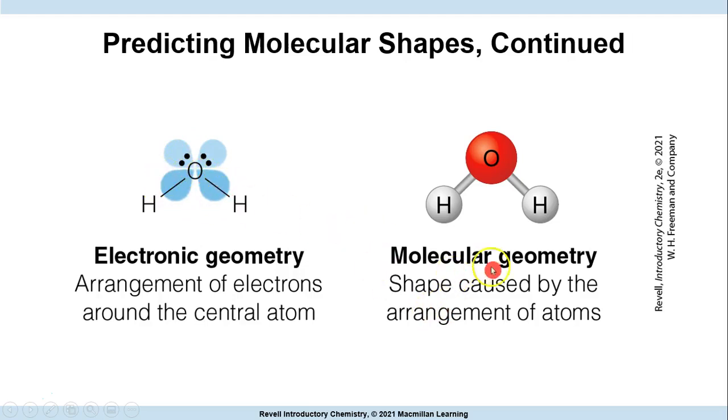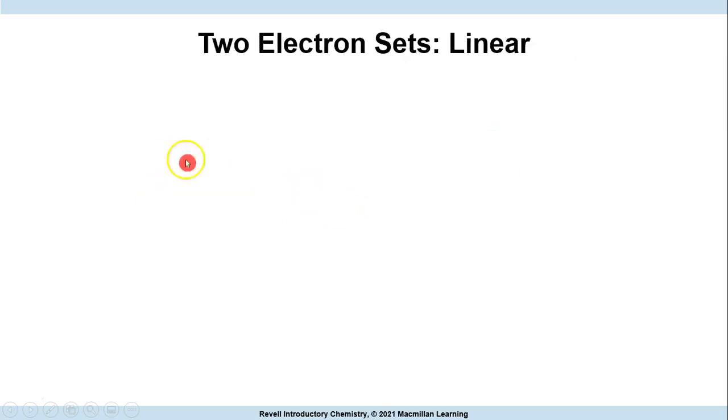Now, the molecular geometry only considers the shape based on the arrangement of atoms. It doesn't consider the lone pairs. So you will see that this molecule, the molecular geometry, will be different from the electron geometry. At times you may have the electron geometry to be the same, but that is not always the case. Now let's look at the case where we have 2 electron sets or 2 electron groups. When that happens, remember I've talked about electron pair repulsion.